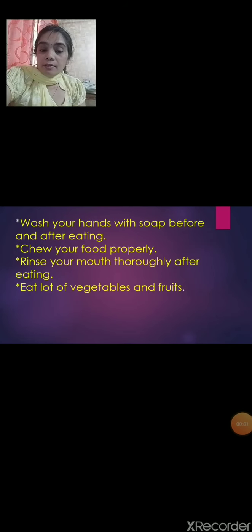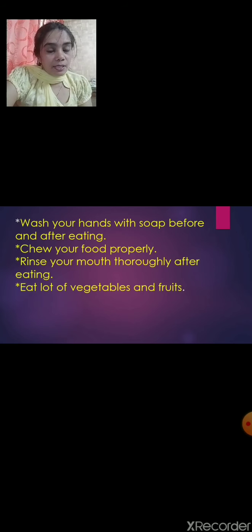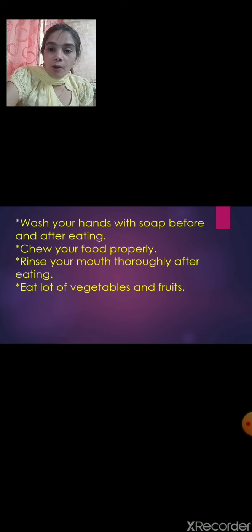Next, you should not run to play as soon as you finish your meal, because the body needs oxygen to digest the food. So remember, children, all these points, and you have to follow these good eating habits. And the last point is you will have to add a lot of vegetables and fruits in your meals.